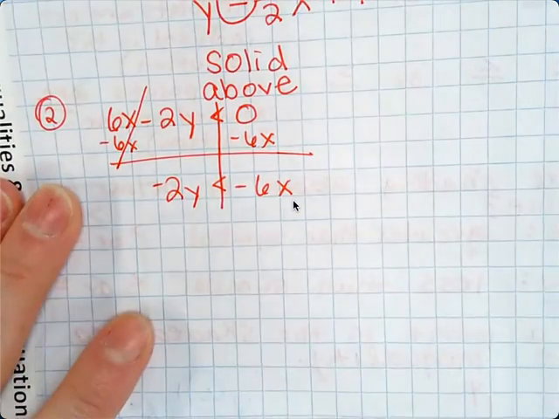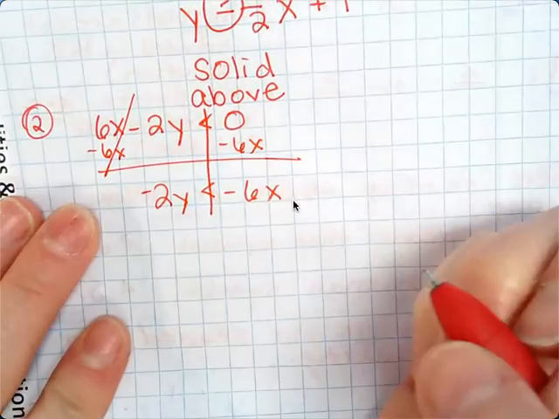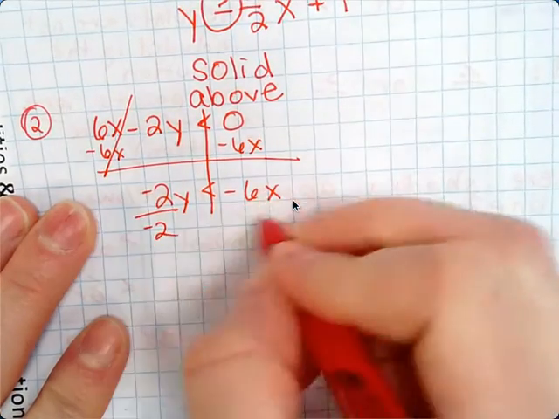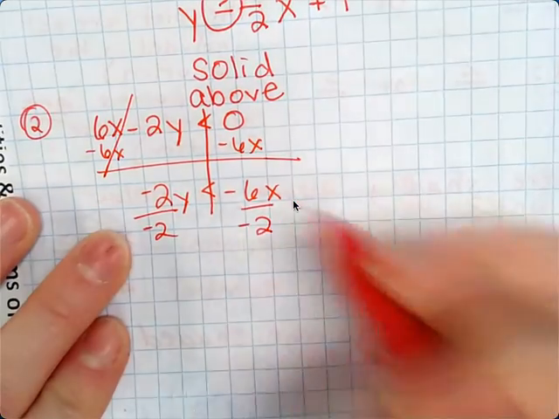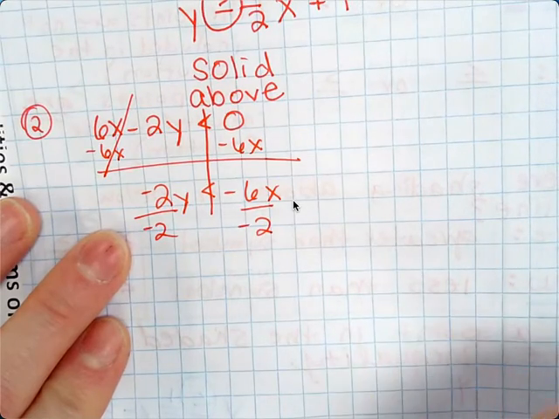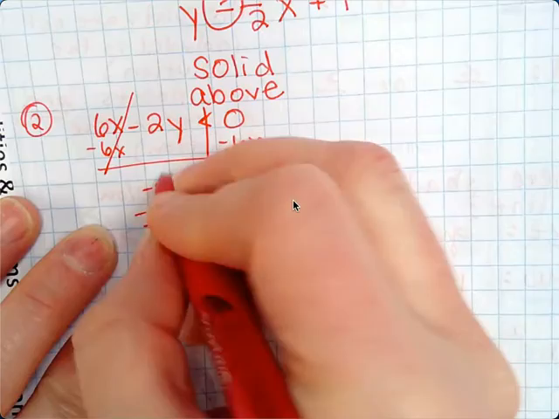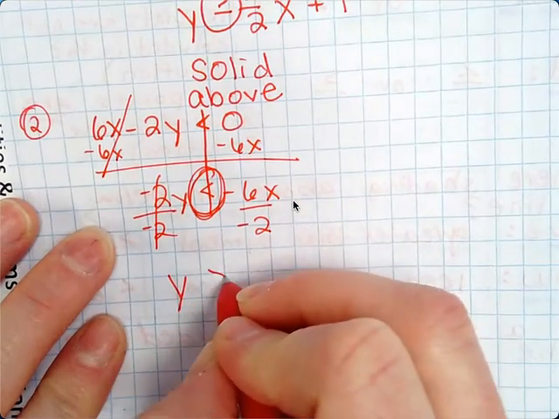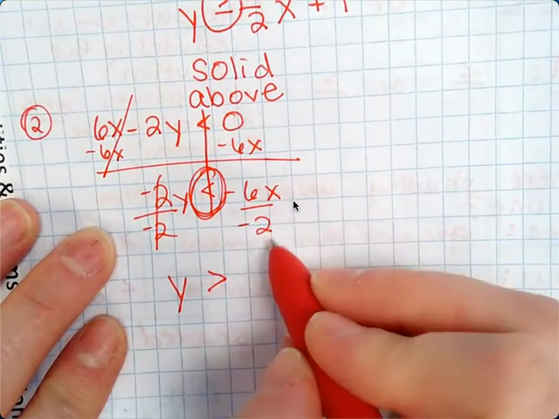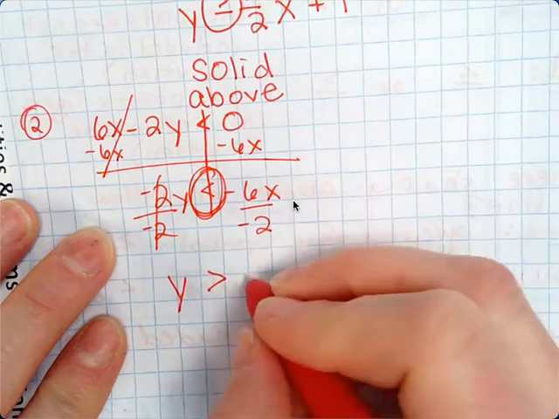Plus 0. Do we really need to write plus 0? Nah. Divide by a negative 2 all the way through. Oh no. What do we do when we divide by a negative on both sides? Flip the sign. Yep, you flip this sign. So it's now going to be y is greater than negative 6 over negative 2 would be positive 3x.